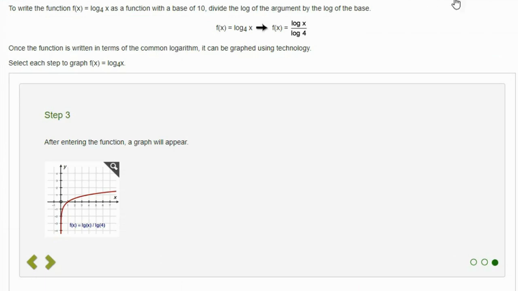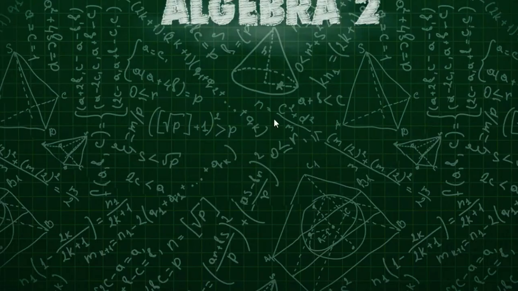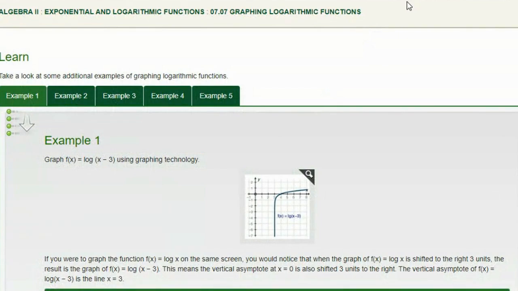All right, let's go to page 2. Very short lesson here. There's only 4 pages. Let's look at some additional examples.